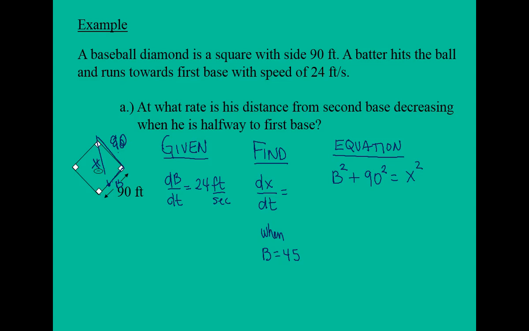So we're going to now find our related rate equation. We'd have 2b dB/dt. Now the derivative of 90 squared is 0. So we'd have 2x dx/dt.